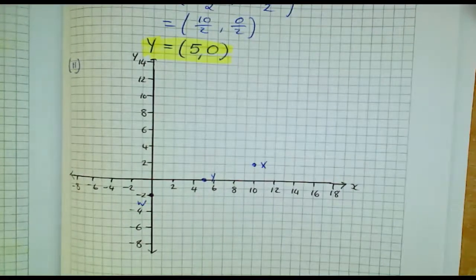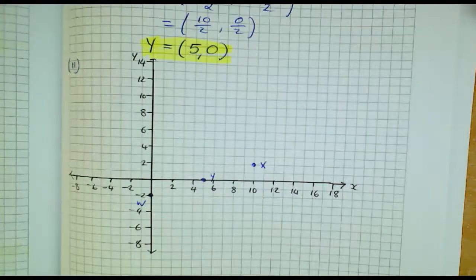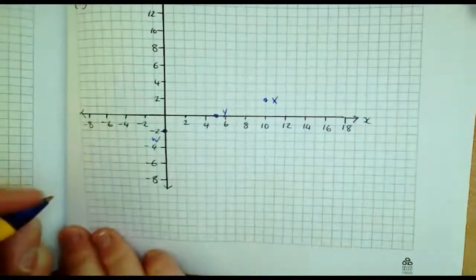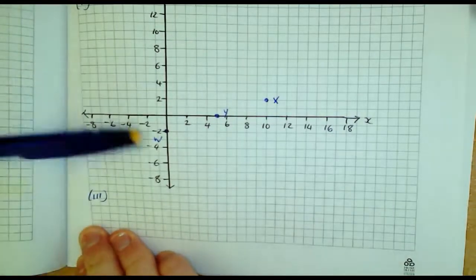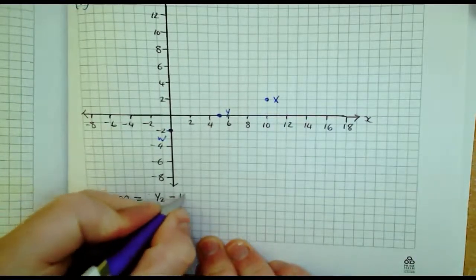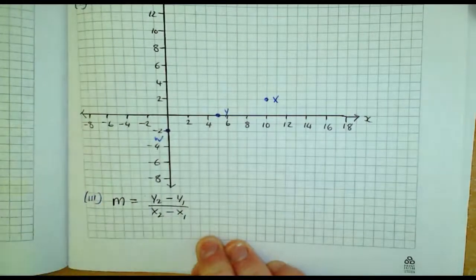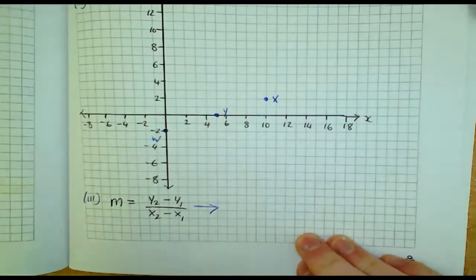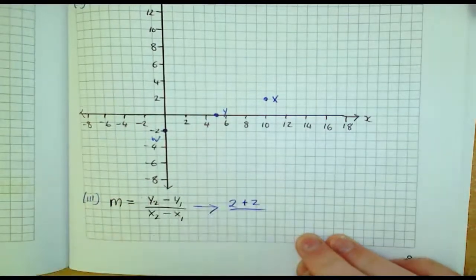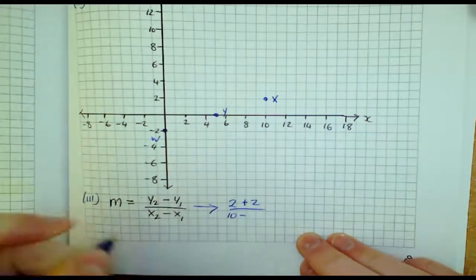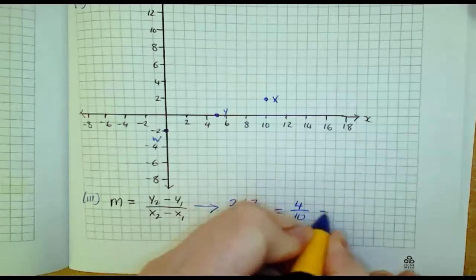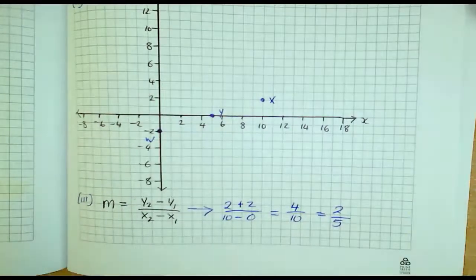So then part 3, we were asked to find the slope of WX. So the slope formula is m is equal to y2 minus y1 all over x2 minus x1. So our slope then, our y2, what did we label y2 above? It was 2 minus y1, which is minus 2, minus by minus becomes a plus. x2 is 10 minus x1, which is 0, so 2 plus 2 is 4 over 10 take away 0 is 10, which is 2 over 5. So our slope there is 2 over 5.